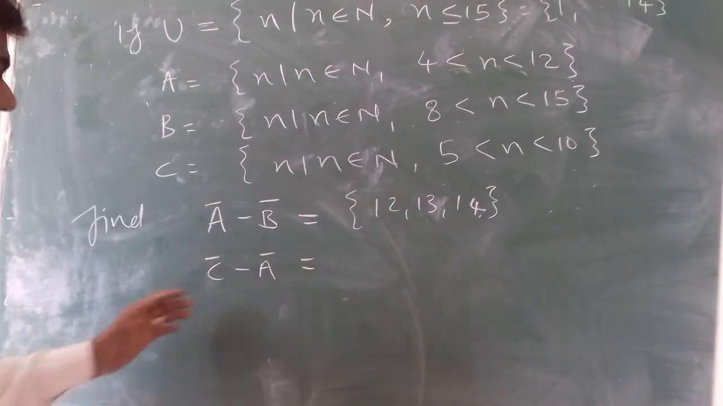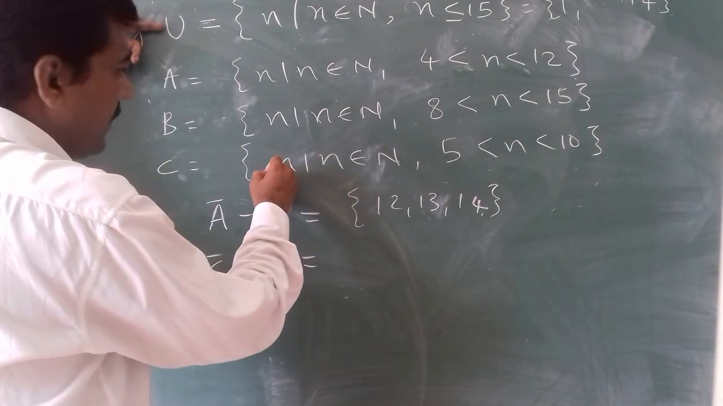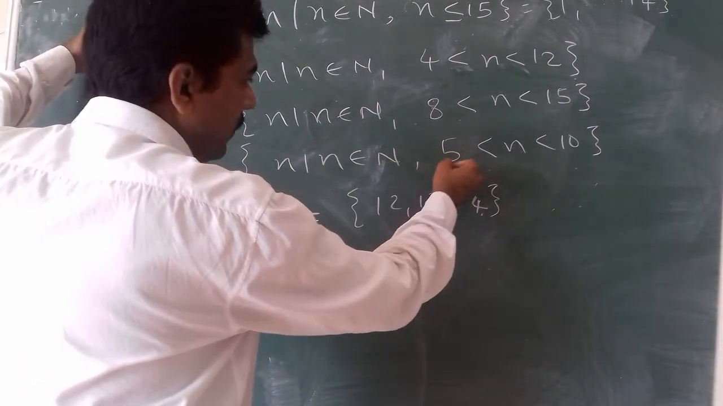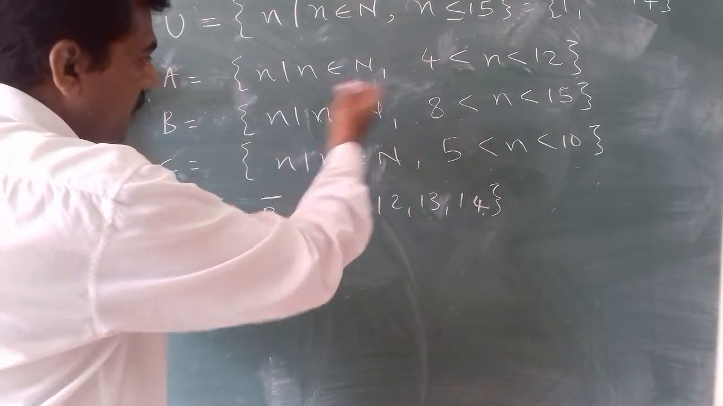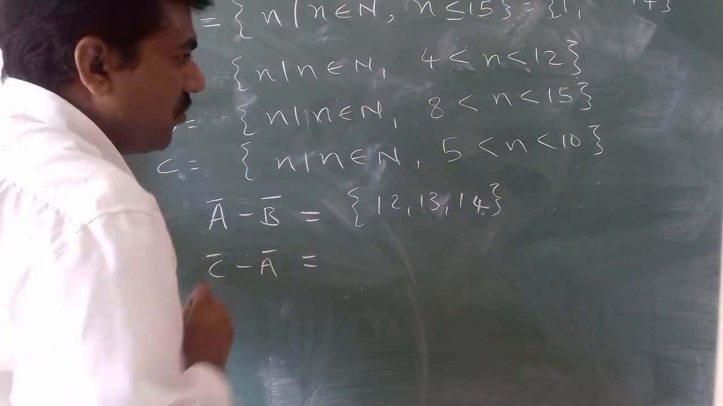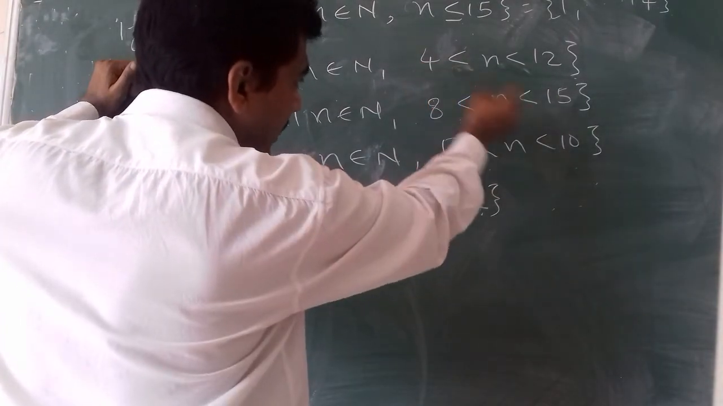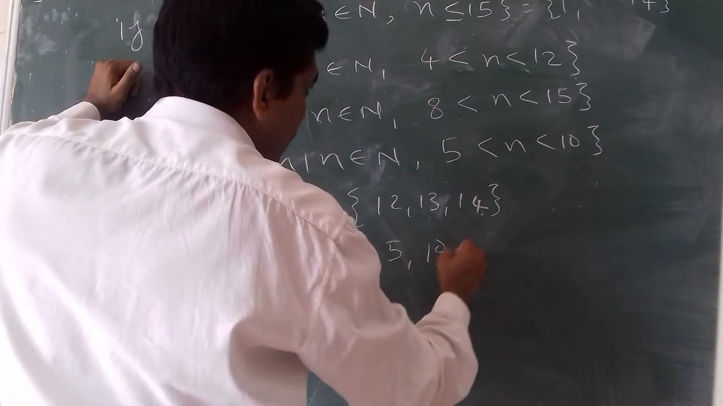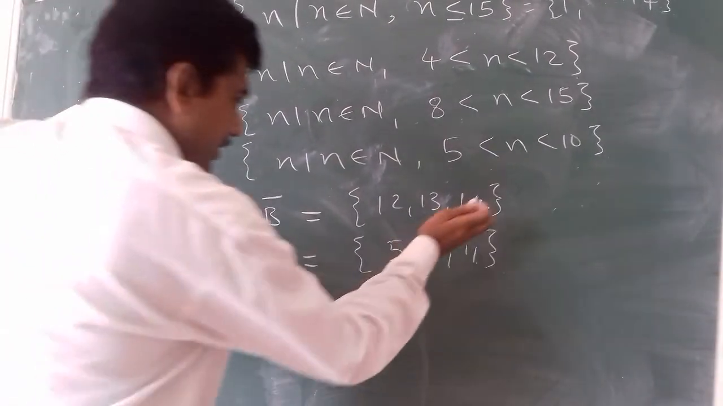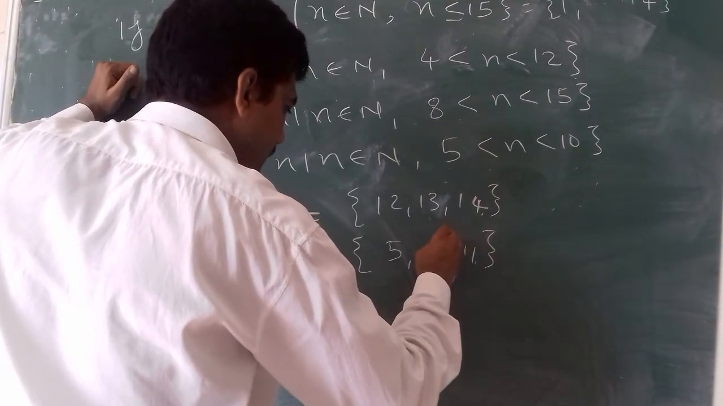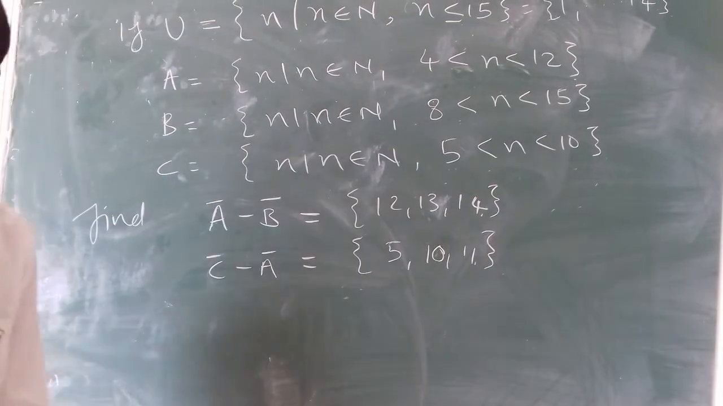Okay. And C complement minus A complement. This is C, so C complement will contain the elements 1, 2, 3, 4, 5 and 10 to 15, minus A. A is what? That is 1 to 4 and 12 ahead. So the result of this becomes 5, because 4 is here, 10 and then 11. Okay, just cross check this. This is the result. So on set operations, these are the examples.